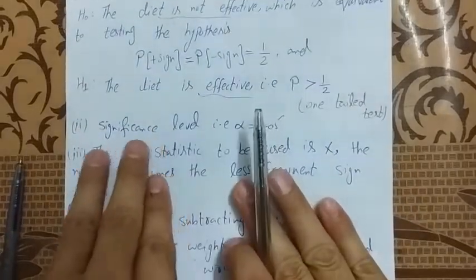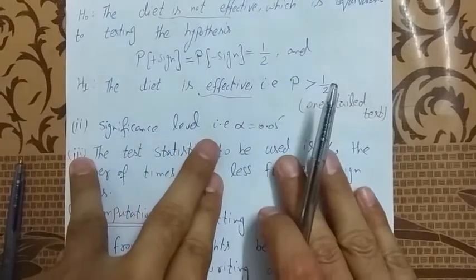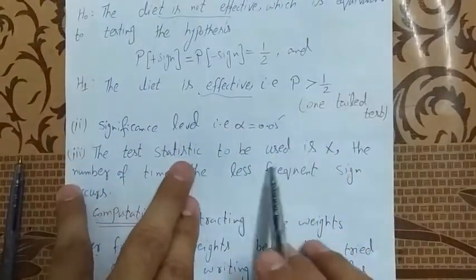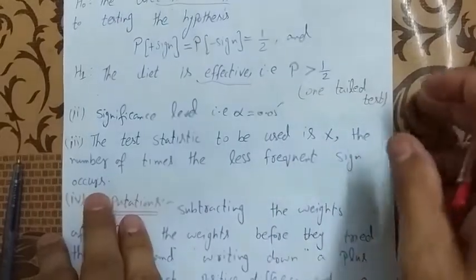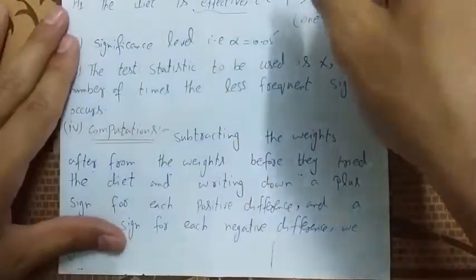And in the second step, the significance level is equal to 0.05, the test statistic to be used is capital X, the number of times the less frequent sign occurs. This is the same as the previous problem.